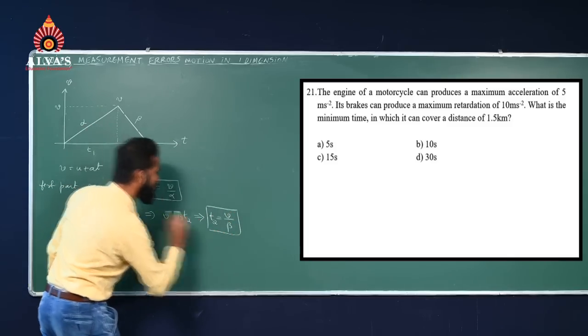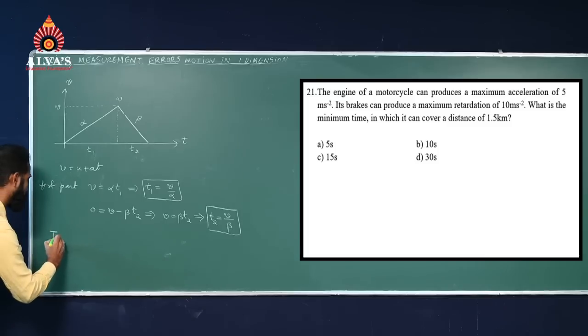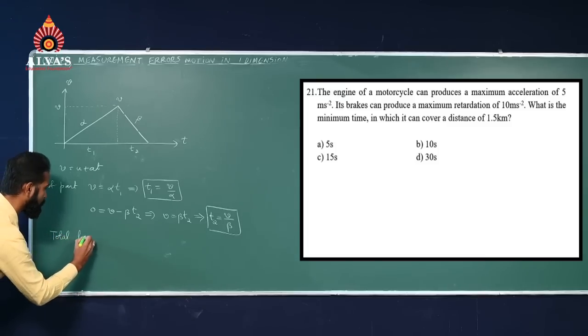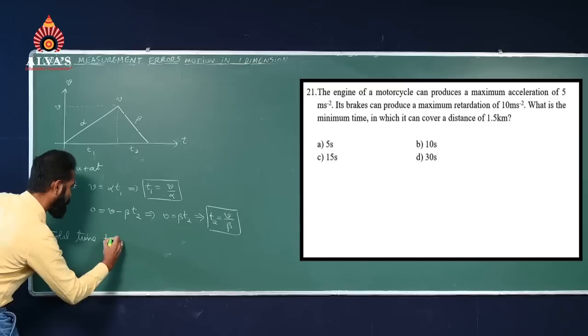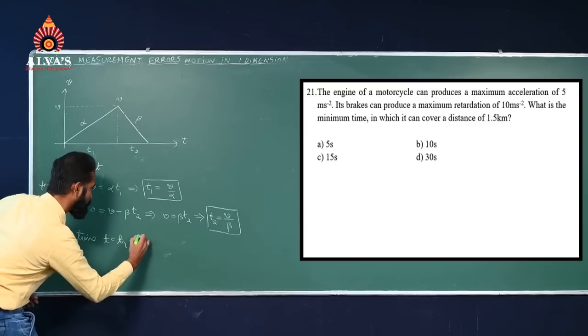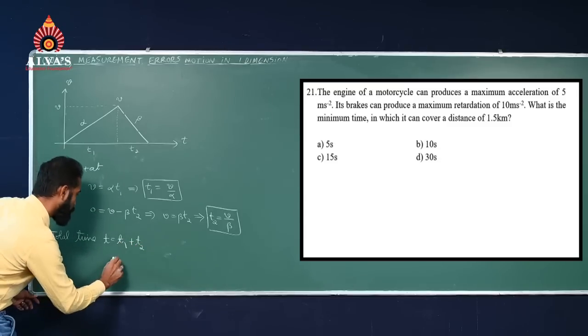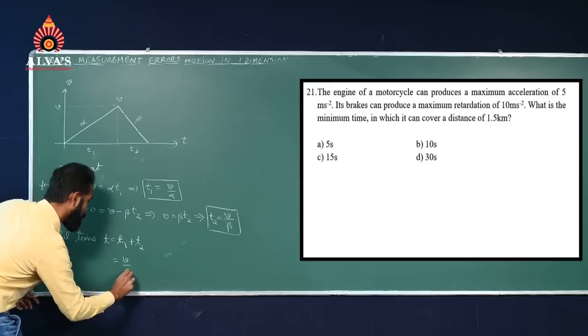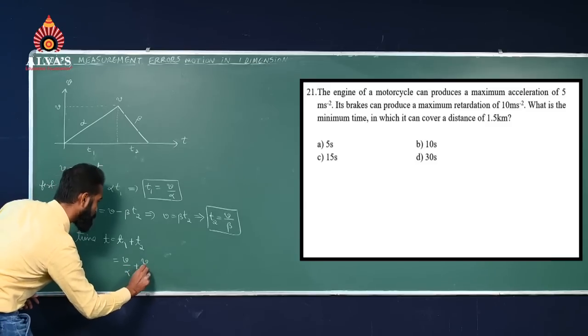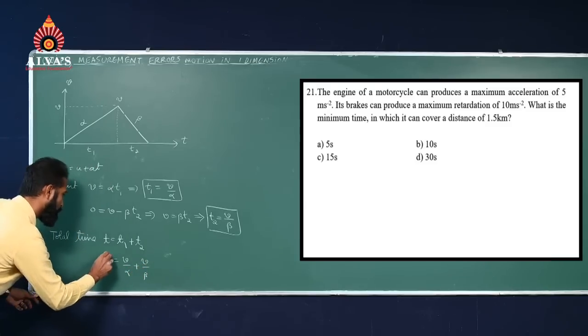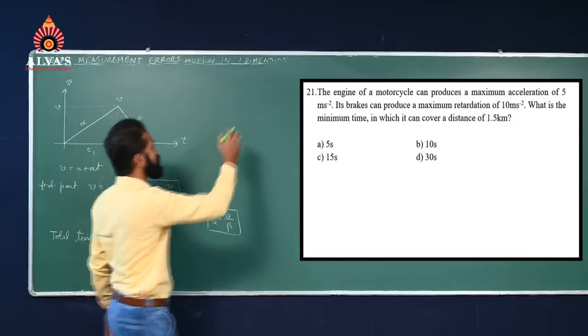So if I add both the times, I am going to get the total time. So therefore total time t is equal to t1 plus t2. So t1 is v by alpha plus this is v divided by beta. V is common, I'll take it to the other side.